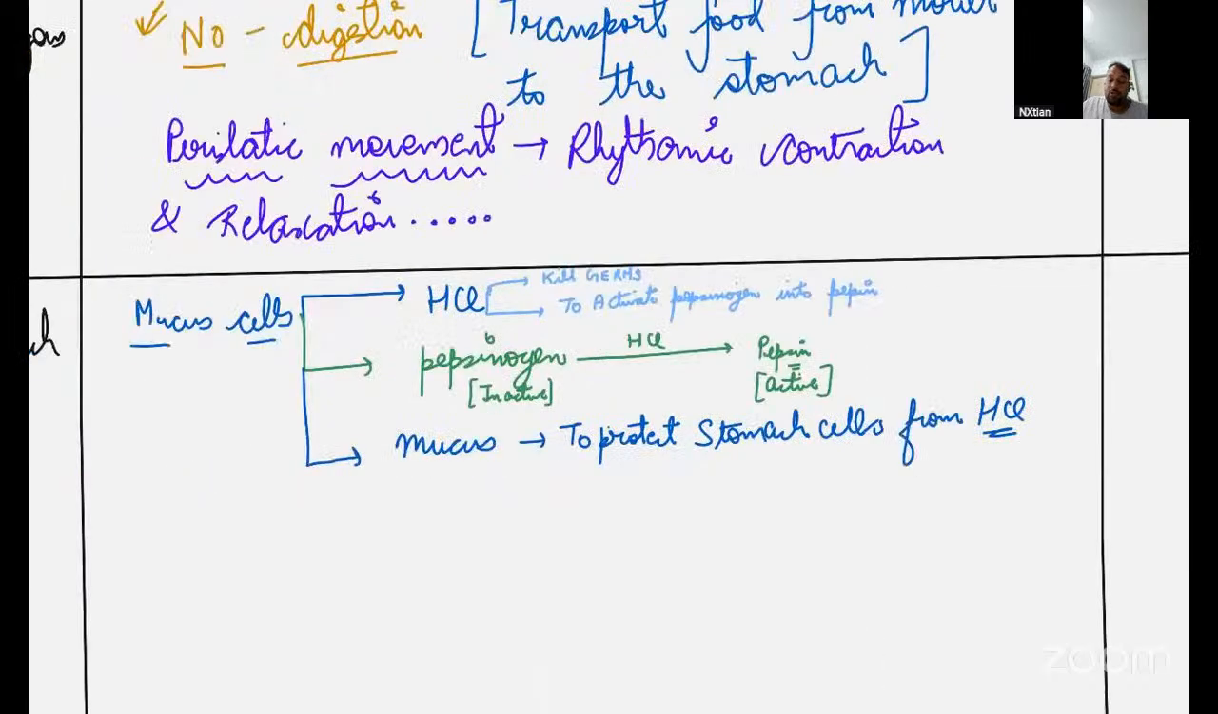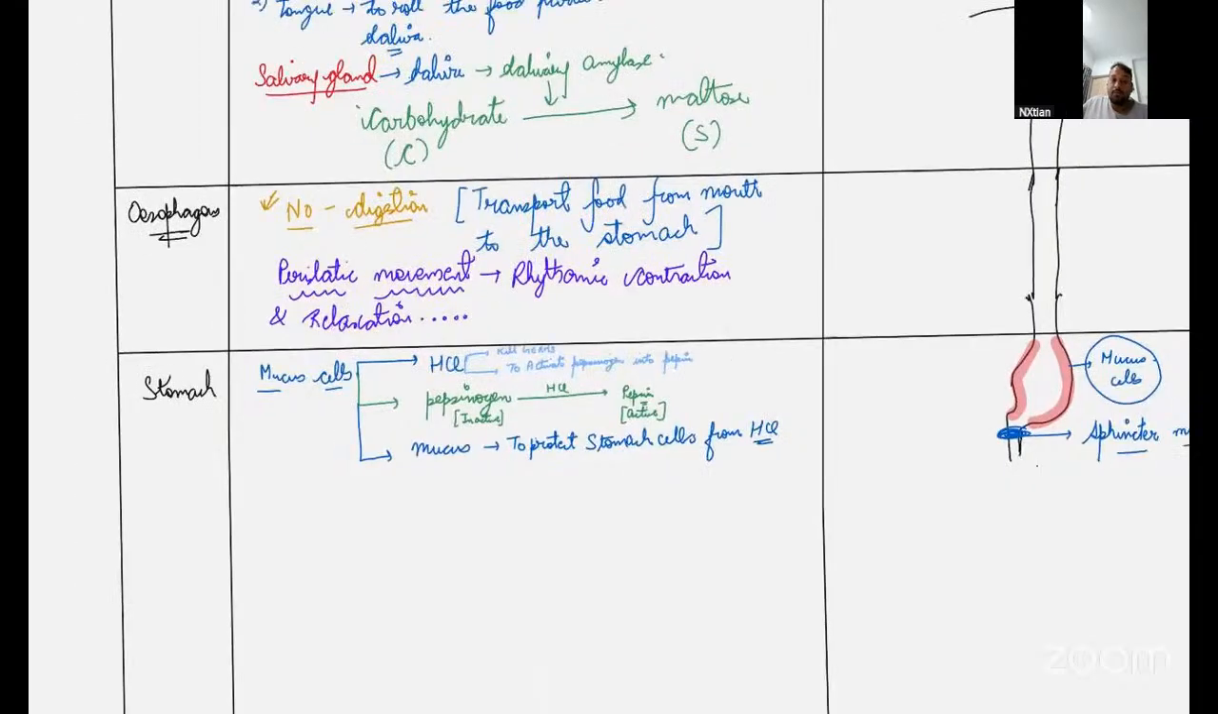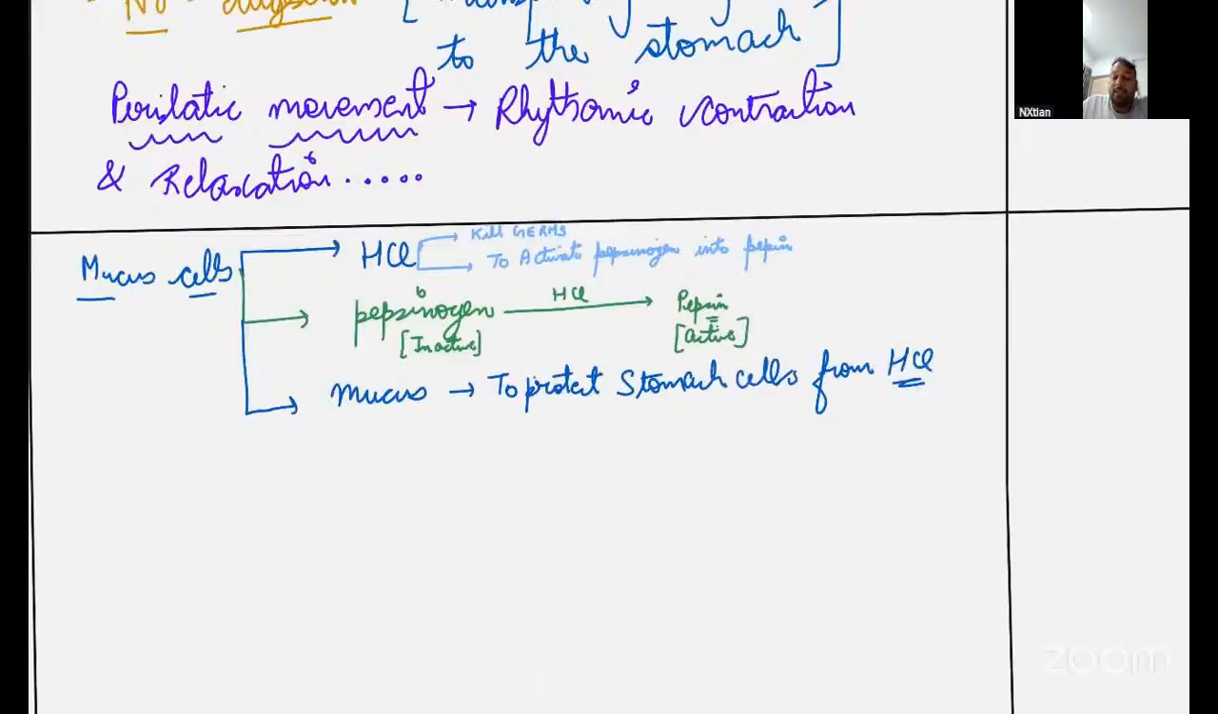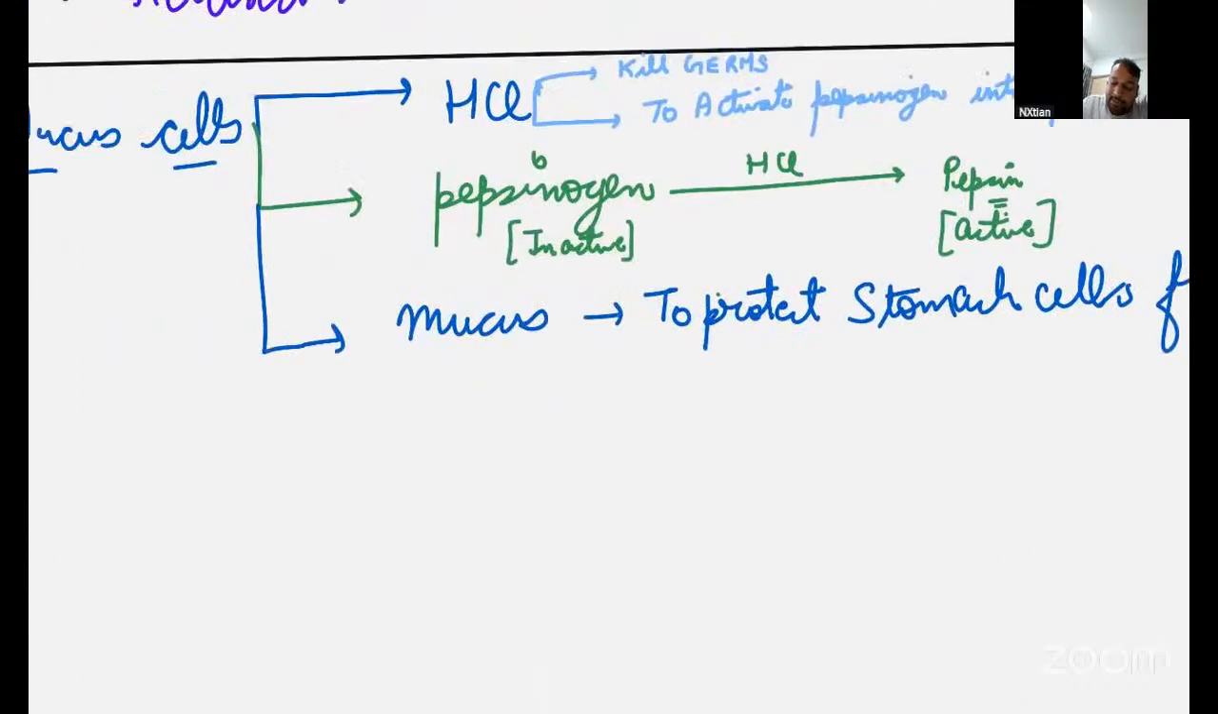Are you getting this? Say yes or no. Till here any problem? No. No, sir. Godwin has a problem. Yes, Godwin, ask me. No, sir, I understood everything. Everything? Now, we have pepsin, the active enzyme.